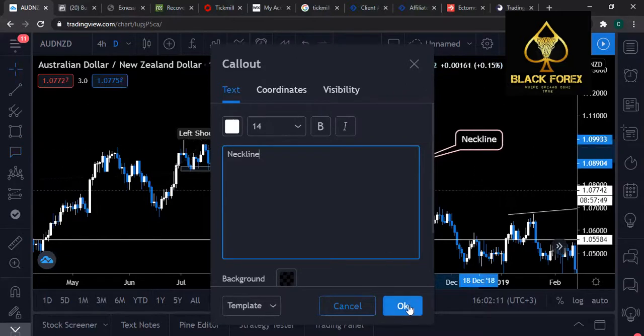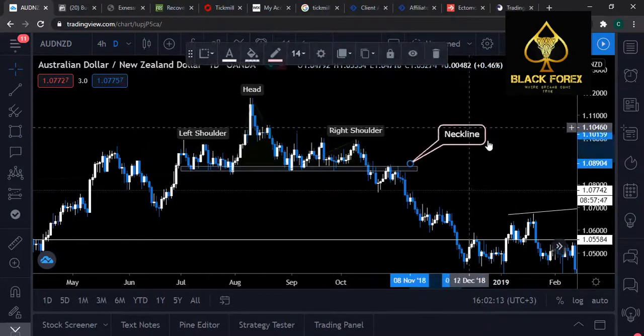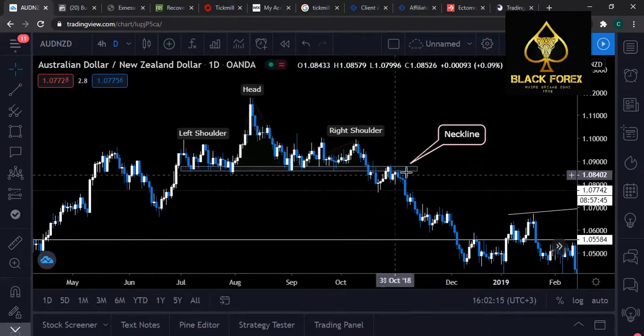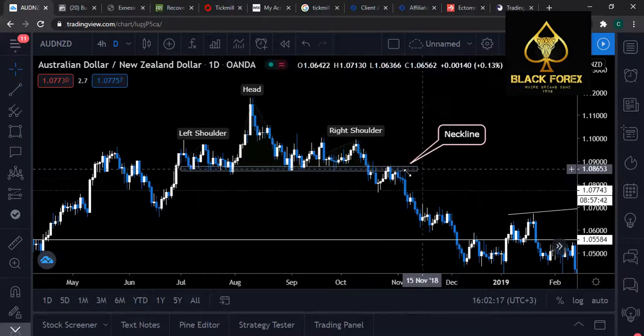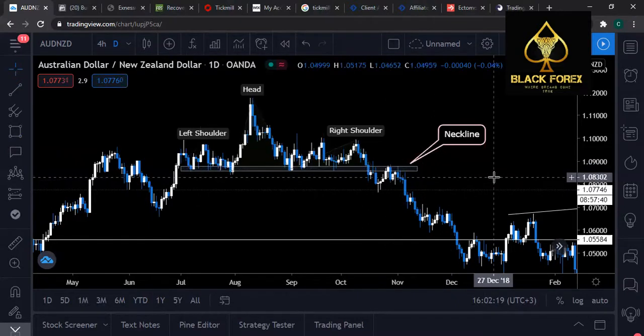And as I told you, while trading this pattern, you have to wait until the neckline is broken. If you take the trade before the neckline is broken, you are not trading the head and shoulder pattern. I don't know what you're trading. You might even make money, but that's not the head and shoulder pattern. You'll be trading something else.